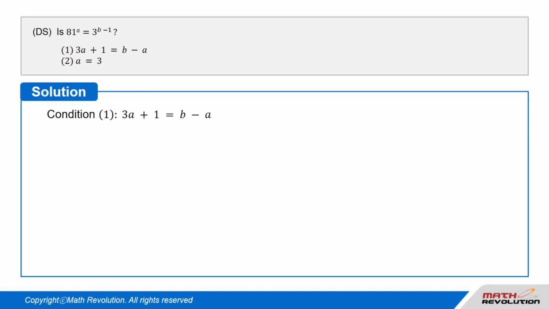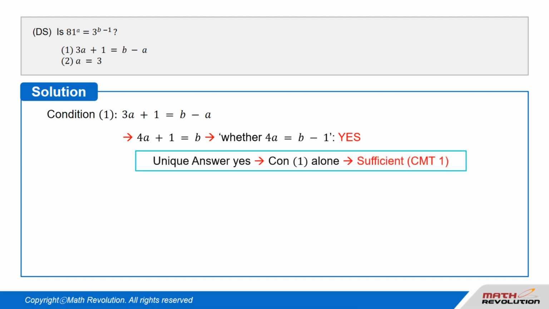Let's look at condition 1, which tells us that 3 times A plus 1 equals B minus A. Rearrange to get 4 times A plus 1 equals B. This is exactly what we were trying to find out in the original condition, that is, whether 4 times A equals B minus 1. Since the answer is yes, the condition is sufficient by CMT1, which means that the answer must be in terms of a unique yes or no.